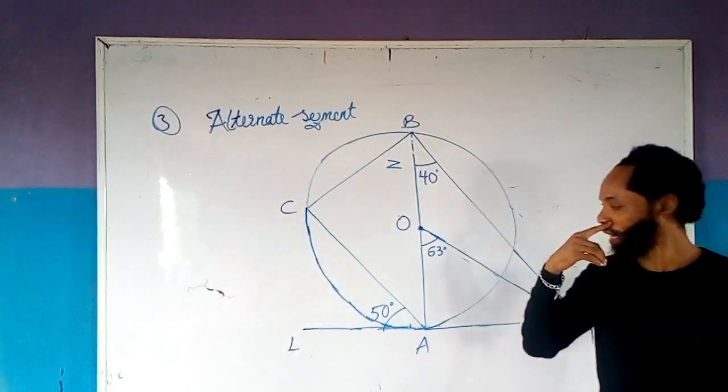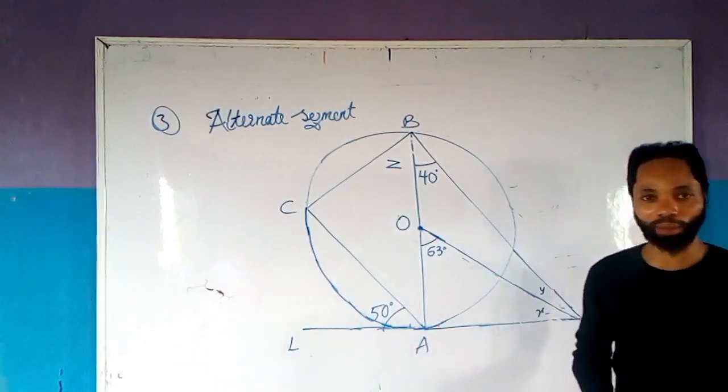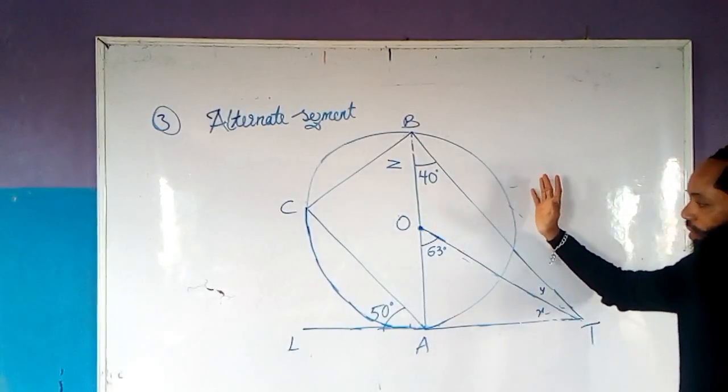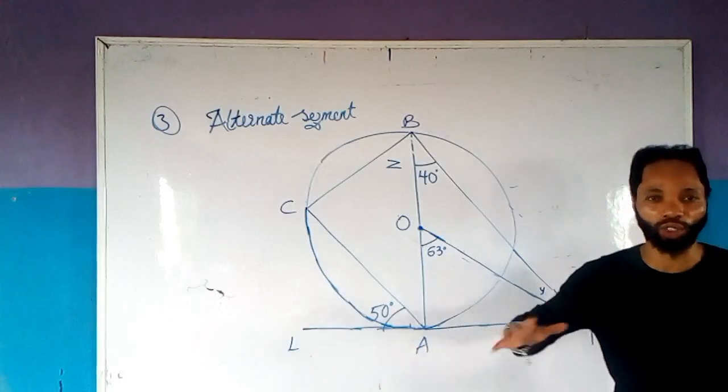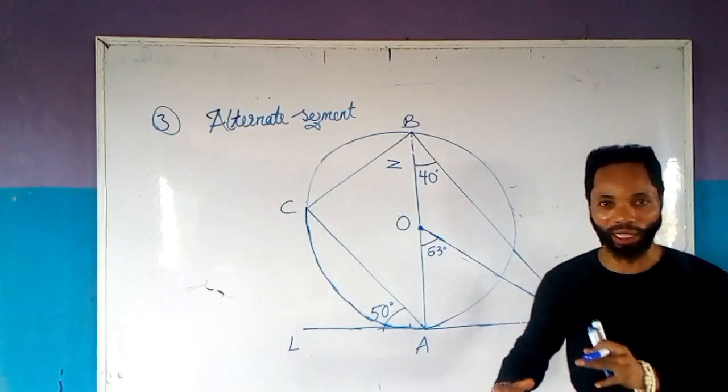Okay, we still have another question. Still an alternate segment question, kind of. So the first thing I want to do is, we don't know where to start from, but we can zero in our options. You understand? We could narrow our answers down to the last point.